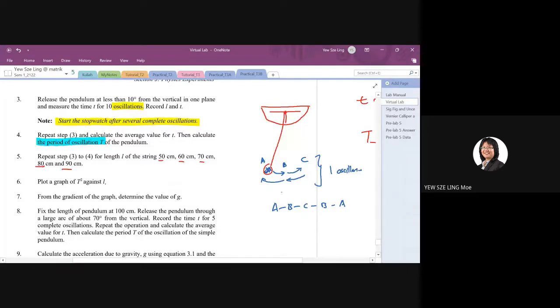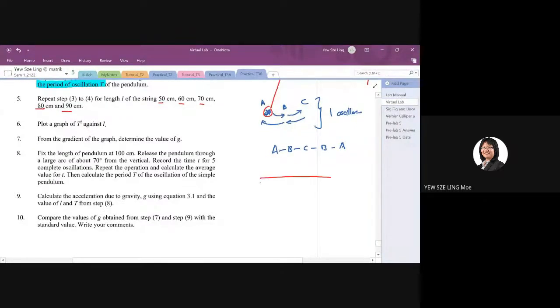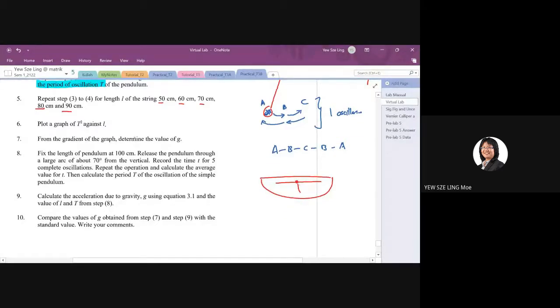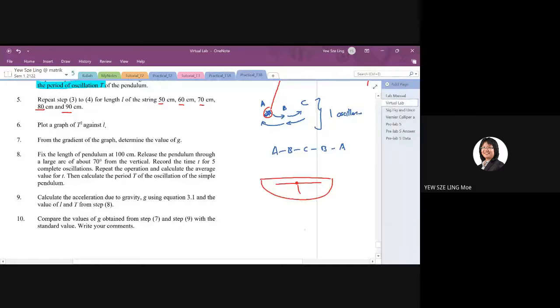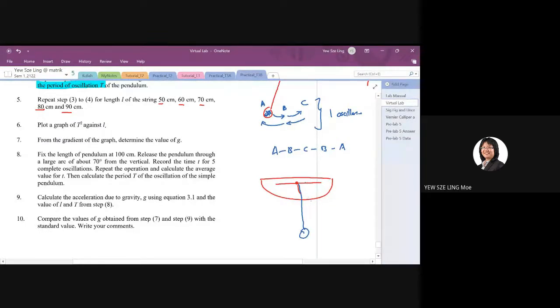Now, how to measure the length? This is your protractor again. This is the origin. Then you tie a string, and you tie your pendulum bob. So the 40 cm, 50 cm and everything is measured starting from this dot, starting from this point.